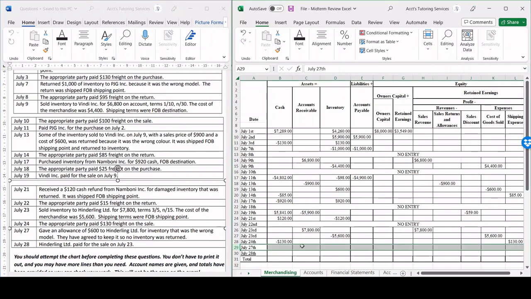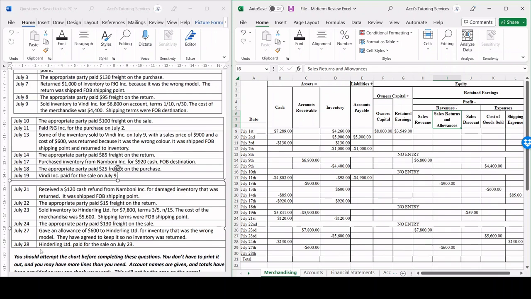So our accounts receivable is going to be reduced by $600. And then we're going to increase sales returns and allowances by negative $600. Once again, that's negative because since this is a contra account, a negative number increases it. So sales returns and allowances is actually increasing.